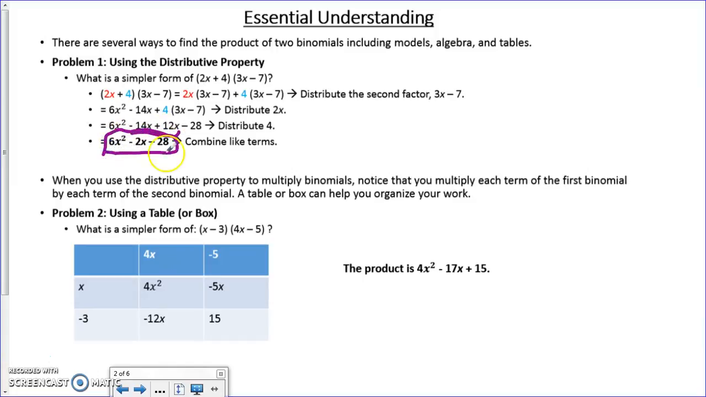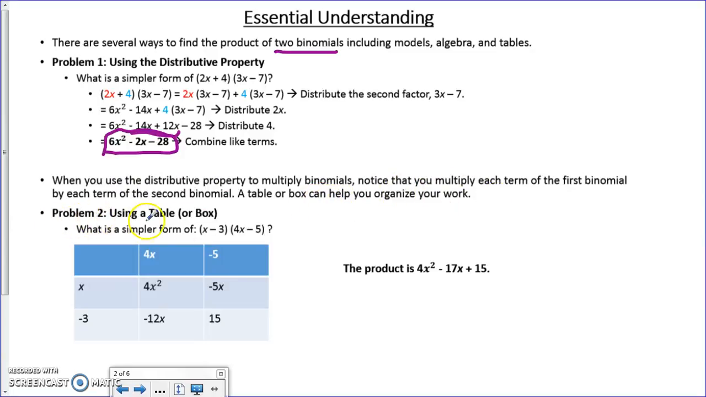So if you like using the distributive property and you're multiplying two binomials, you can use the distributive property. It takes a little bit longer than other methods, but it's not as long as multiplying two trinomials. When you use the distributive property to multiply binomials, notice that you multiply each term of the first binomial by each term of the second binomial. A table or box can help you organize your work.